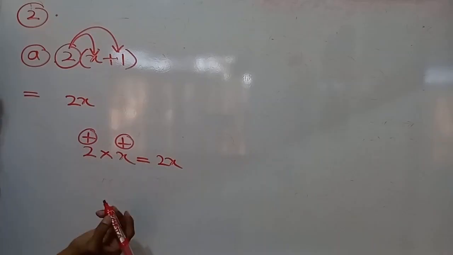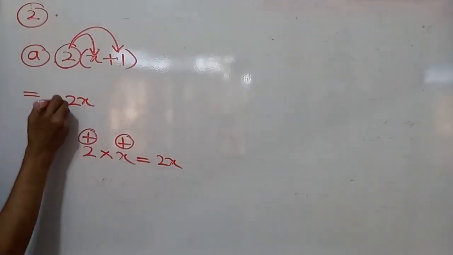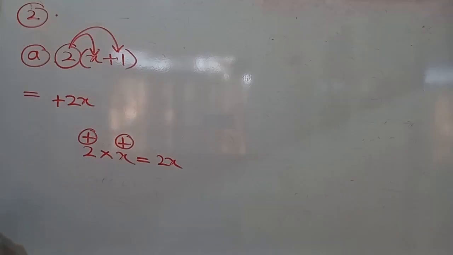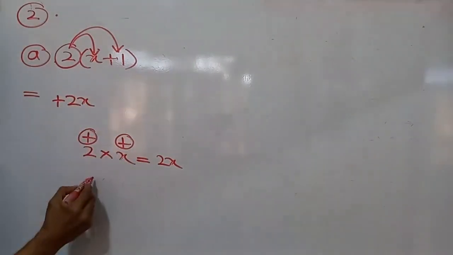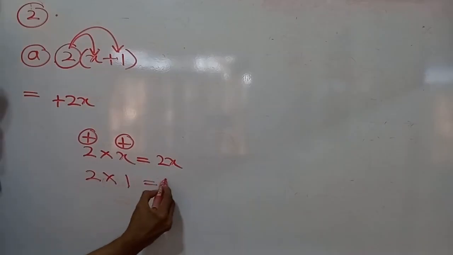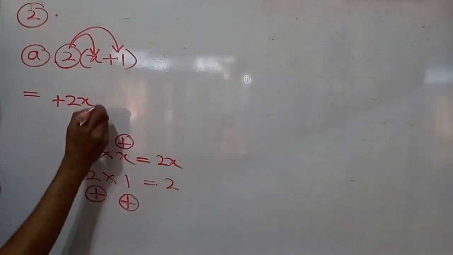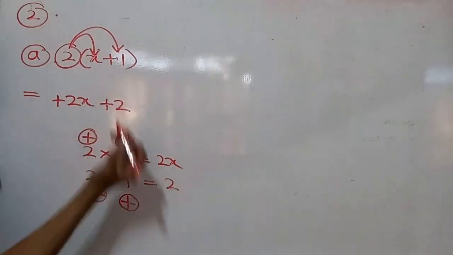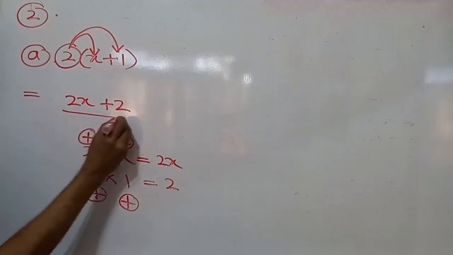This is also a positive value. Positive into positive, we know the answer is positive. So this is a positive value. Right? Next, the next part. 2 into 1, we know that is 2. Positive into positive, we know the answer is positive. Right? So whether we write the positive sign or not, it is the same. So this is the answer.